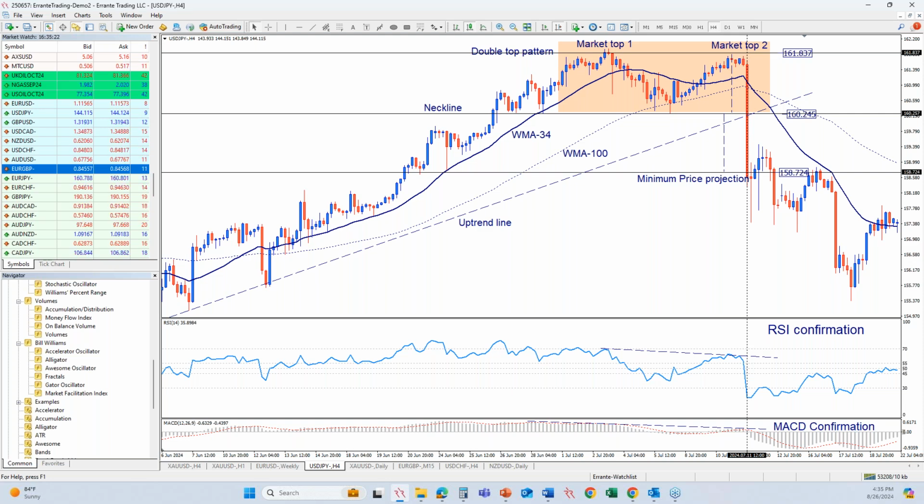So this chart of USD JPY in the H4 time frame illustrates a classic double top pattern with clear formation, confirmation, and target projection. The pattern forms with two peaks at similar levels separated by a pullback to the neckline. Confirmation comes with a strong break below the neckline supported by RSI and MACD signals indicating bearish momentum, and the target is set based on the heights of the pattern and is achieved after the breakdown, validating the use of the double top pattern for predicting trend reversals and also setting profit targets.